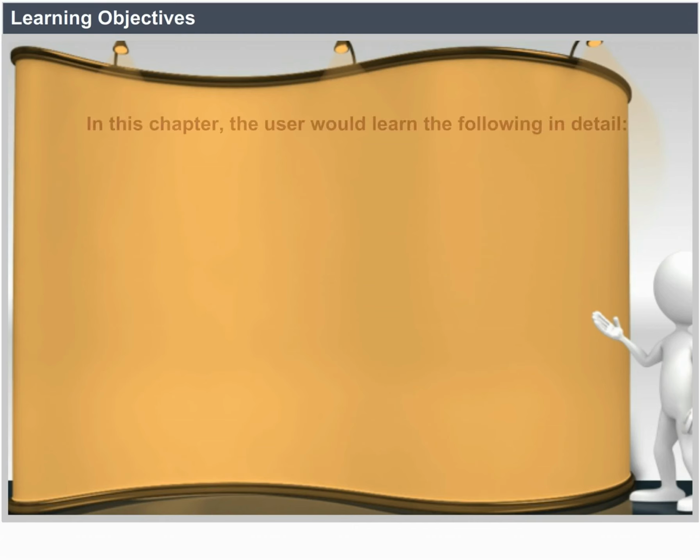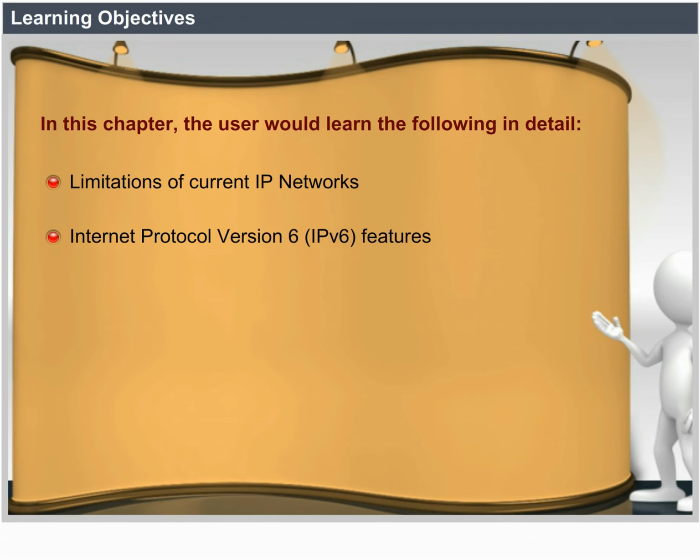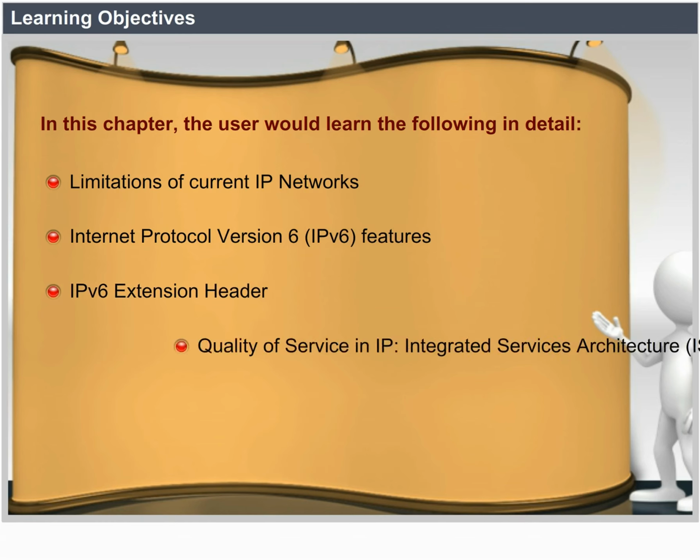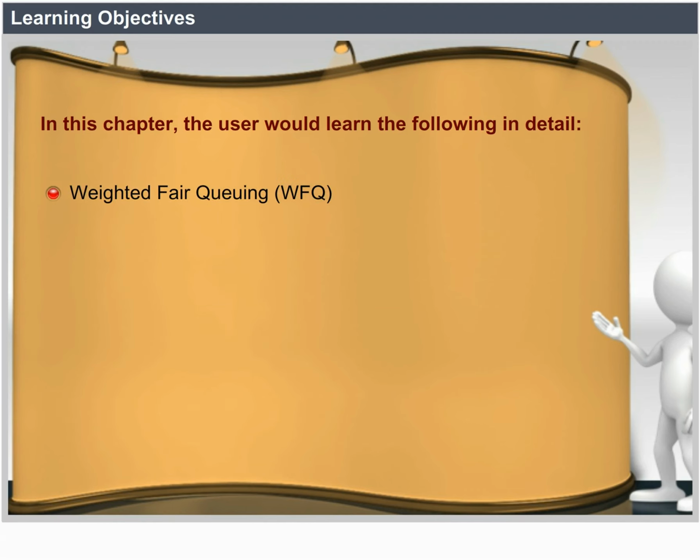Learning objectives. In this chapter, the user would learn the following in detail. Limitations of current IP networks. Internet Protocol version 6 (IPv6) features. IPv6 extension header. Quality of service in IP. Integrated Services Architecture (ISA). Process sharing. Weighted fair queuing (WFQ). Random early detection (RED).